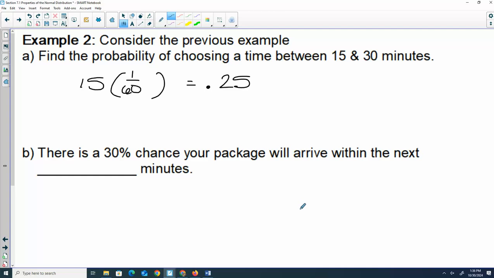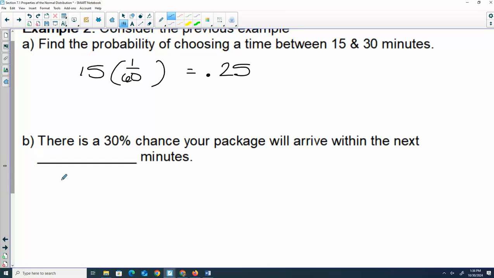Next one. There is a 30% chance your package will arrive in the next blank minutes. So this is kind of working backwards. If it's a 30% chance, the probability is 0.3. Think about how we found the probability up here. We took the number of minutes. It was a 15-minute window. Do I know how many minutes here? So I could call it x, times what's the probability anywhere in that interval? Equals, if it's a 30% chance, my probability is 0.3.